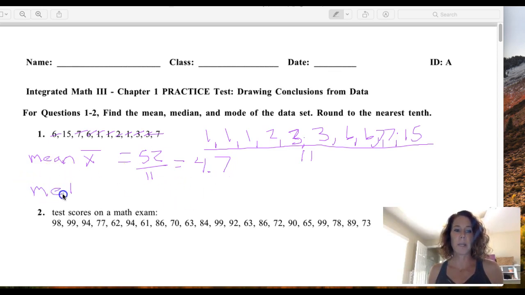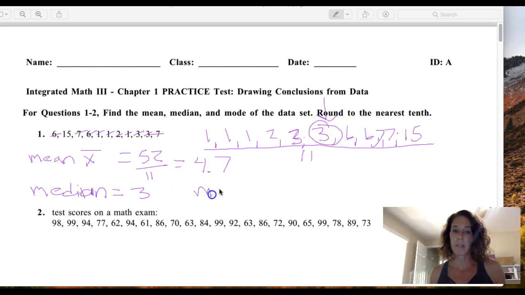Let's go on to the median. The median is the middle, and you need to order these from least to greatest just to see the middle. Since there's 11 values, there should be 5 on each side with 1 in the middle. So count over 1, 2, 3, 4, 5, and then this should be your middle value. Check it, there should be 5 on this side, 1, 2, 3, 4, 5. So my middle value will be 3. If there's an even number of numbers, you're going to take the 2 middles and average them.